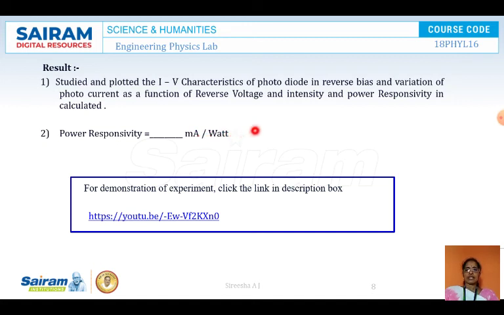This is the experimental setup. And for a demonstration of the experiment, click the link in the description box, where the demonstration has been clearly recorded as a video and uploaded.